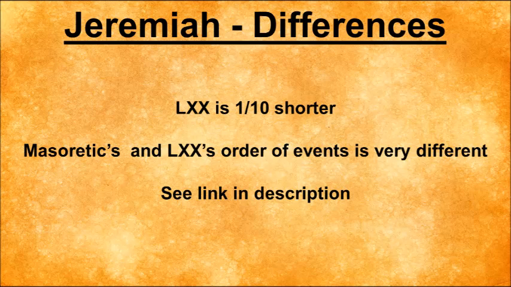The Septuagint's version of Jeremiah is about a tenth shorter, and the order of events of Jeremiah is arranged differently. There is a link in the description that compares the order between them and lists the Septuagint's subtractions.